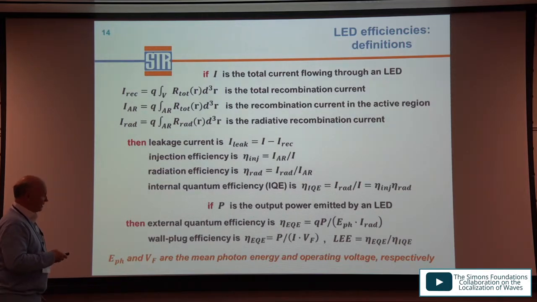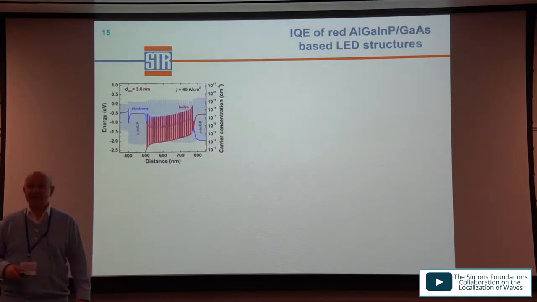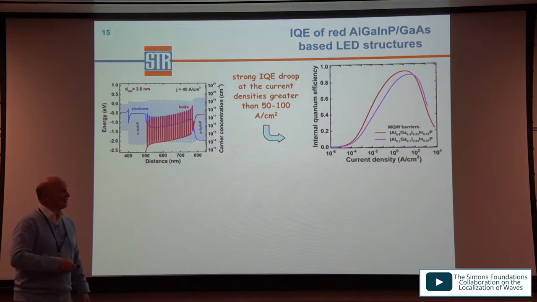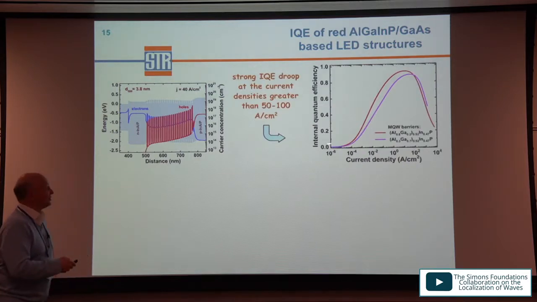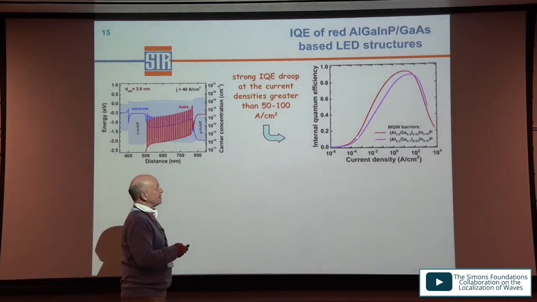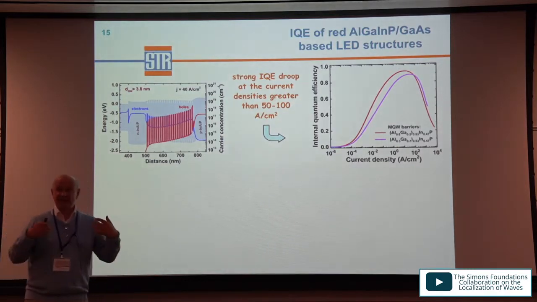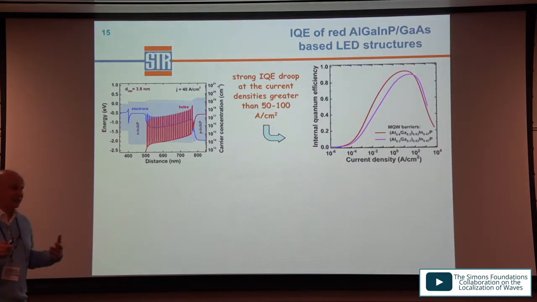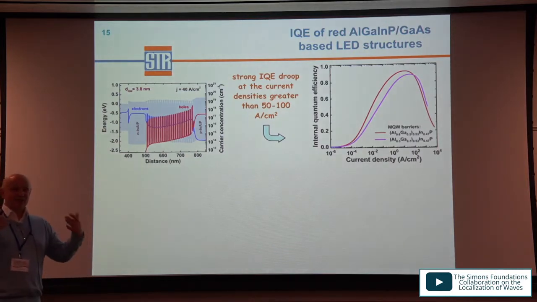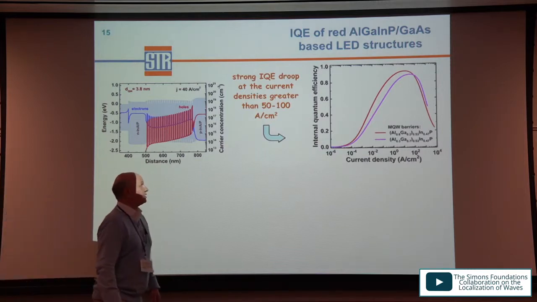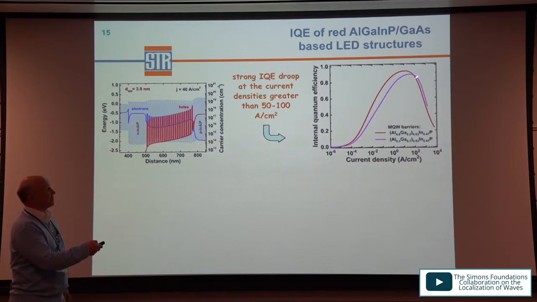And let's consider again the red LED structure. If we calculate the internal quantum efficiency, we see a dome-like dependence. It's easy to understand the increasing part of this curve, because if we increase the current density, the carrier concentration increases, the radiative recombination becomes stronger than non-radiative, and we see the increase of the internal quantum efficiency. But what is the reason for the efficiency drop at high current here?